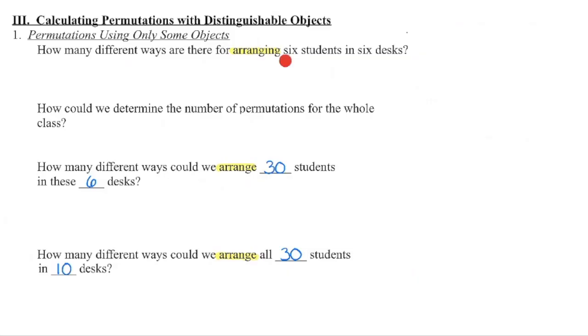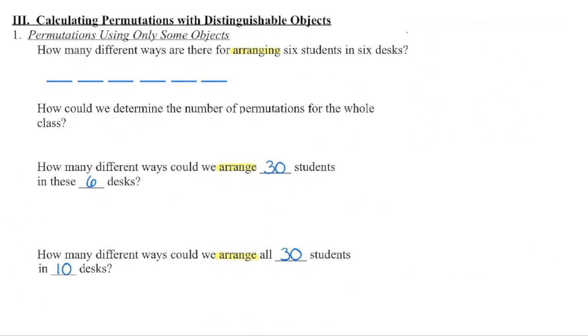If we have 6 students and we are looking to arrange them into 6 desks, as soon as you see the word arrange, you know this is a permutation. We are ordering 6 people into 6 desks. So we can begin by drawing out our 6 desks, and then we have 6 possibilities as to who could go into that first desk.